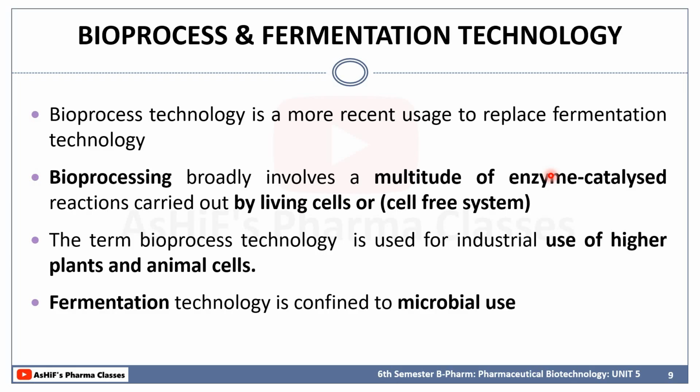Okay, so the term bioprocess technology refers to the industrial use of higher plants and animals. That is another difference between fermentation and bioprocessing. In case of fermentation, we are using only microorganisms for the conversion of one compound to another compound. But in case of bioprocess technology, we will use higher plants or animal cells for the conversion of one compound to another compound.